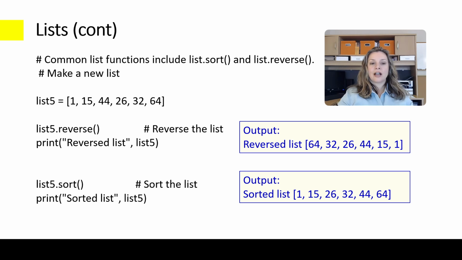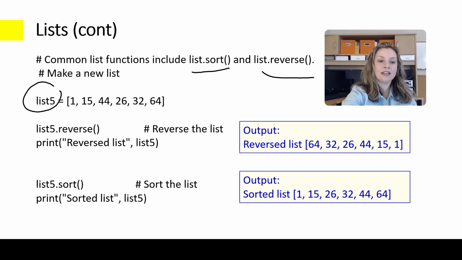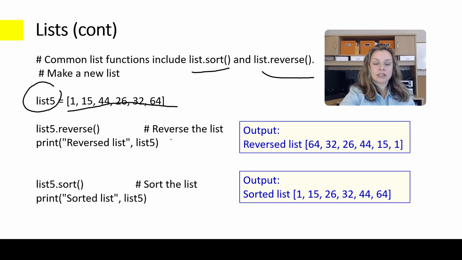So some of the other common list functions include list sort and list reverse. So we're going to make another new list for this example. This is list 5. We have another list of integers, and we want to reverse the list. Other times you might want to do this because your data might be ordered from least to greatest, and you want to look at it from greatest to least. So that's one reason why you might want to use this reverse list. So you can see here the output, the list has been completely reversed.